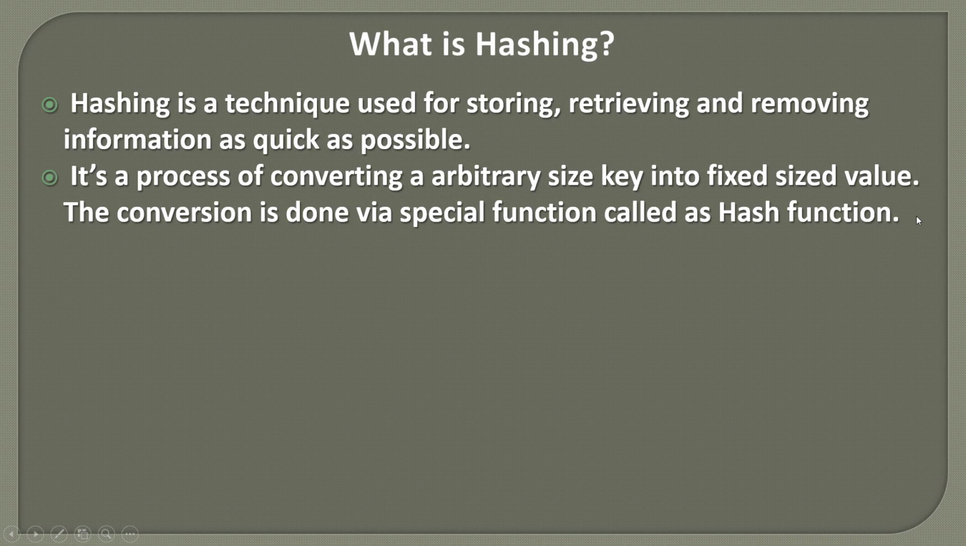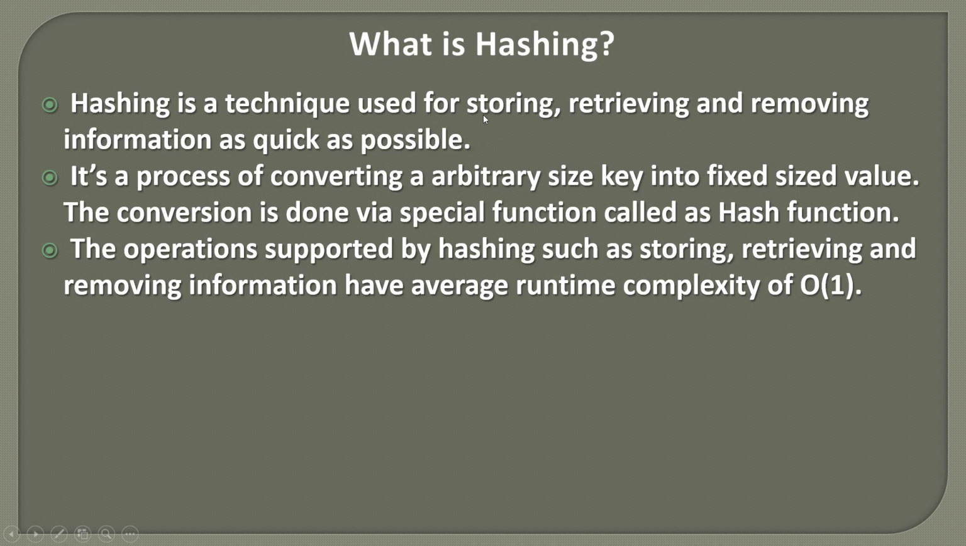For the time being, you can simply think that hashing is a technique which is used for storing, retrieving and removing information as quickly as possible. And the operations which hashing supports, such as storing, retrieving and removing information, have an average runtime complexity of O(1). So friends, in this video we saw why we actually require the hashing technique, or a hashing data structure, because we need average runtime complexity of O(1) when we want to store, retrieve or remove any particular piece of information. In our next video, we will see what hash functions are and how they help in converting a huge size key into a fixed size value.